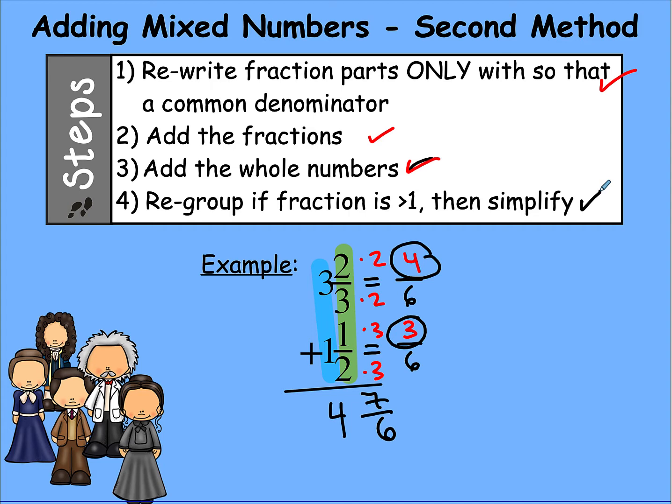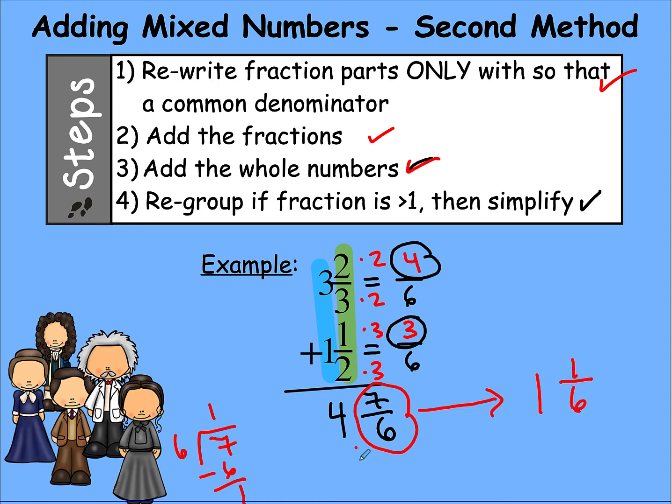And so I cannot have the fraction part be improper if I have a mixed number. So what I need to do is something called regrouping. And so regrouping is to take my fraction part and write it as a mixed number. So again, remember we do long division and look for a remainder. 6 goes into 7 once with a remainder of 1. So that means 7/6 is 1 and remainder 1 over the denominator 6.